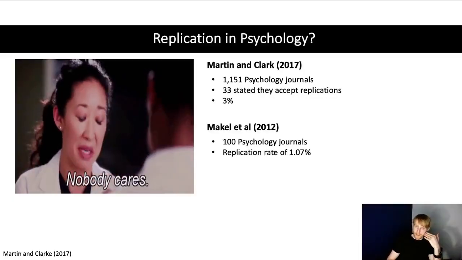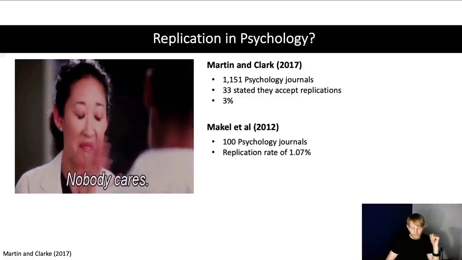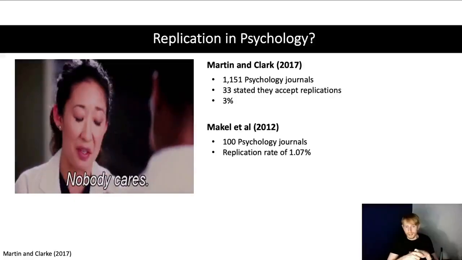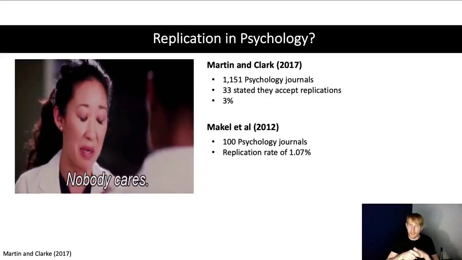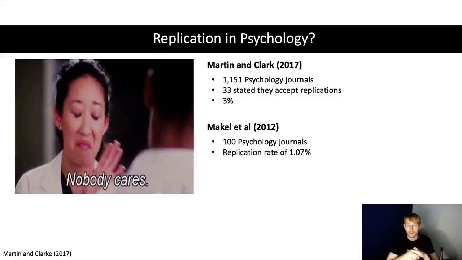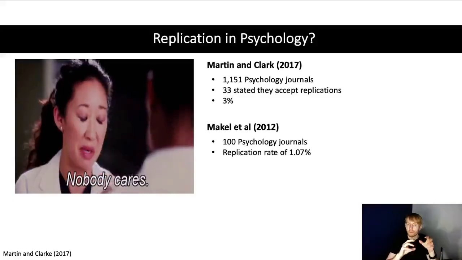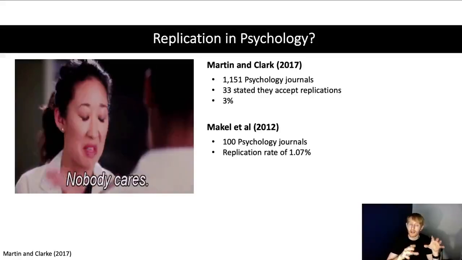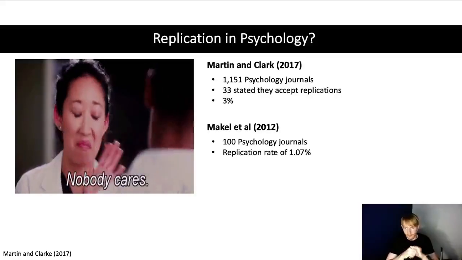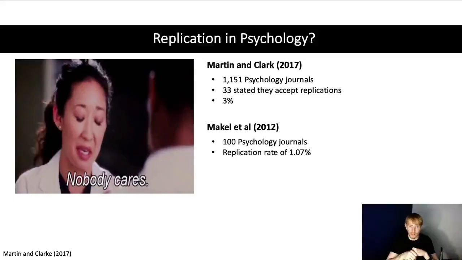Makel and colleagues in 2012 looked at 100 psychology journals, and they did what's called text mining. They searched for anything starting with REPLICAT, so it could be replication, it could be replicating. They searched how many articles included that, and they found about 1.6% of articles did. But when they looked at those articles, only about 68% of them actually had replications in. So their final estimation of how many articles are replications was 1.07%.